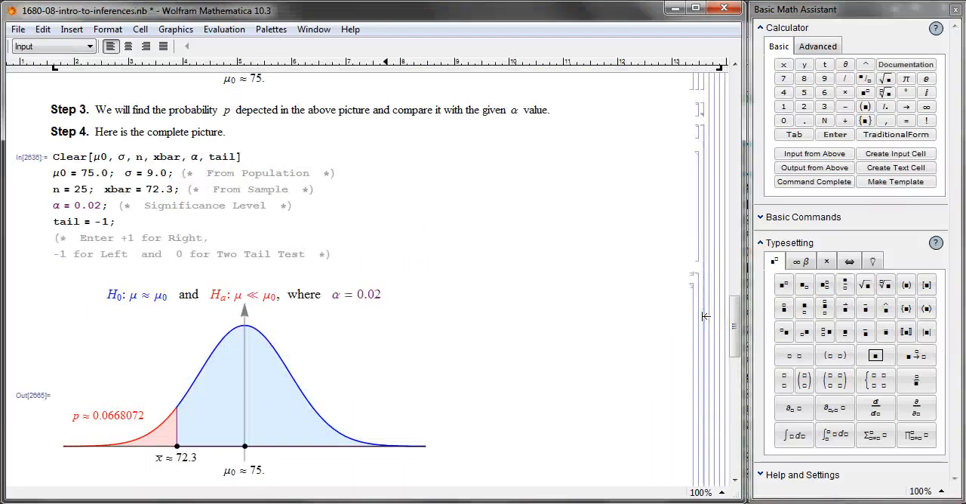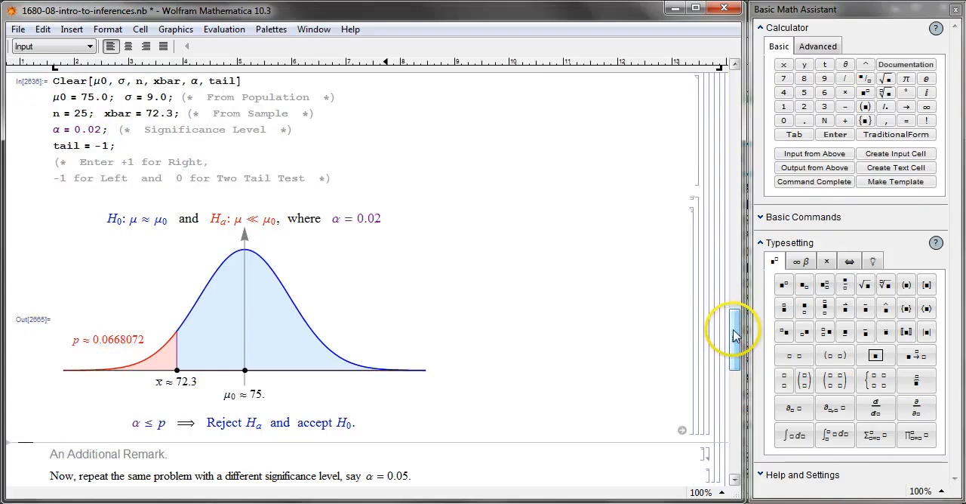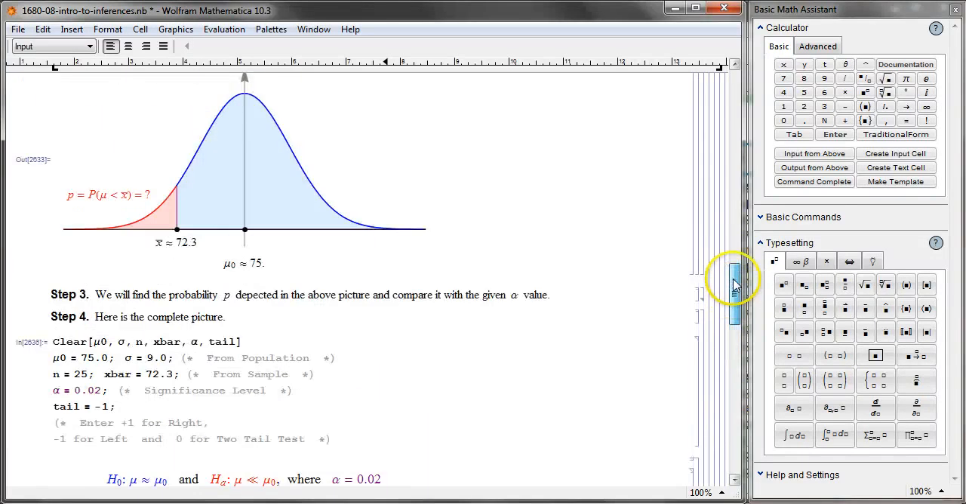The probability is 0.0668 something, and that's greater than 0.02. So we reject the alternative and accept the null hypothesis. The final part, a lot of students may have to resort to memorizing that, and that can be a bit confusing. Personally, I recommend this method only with a bit of reserve.